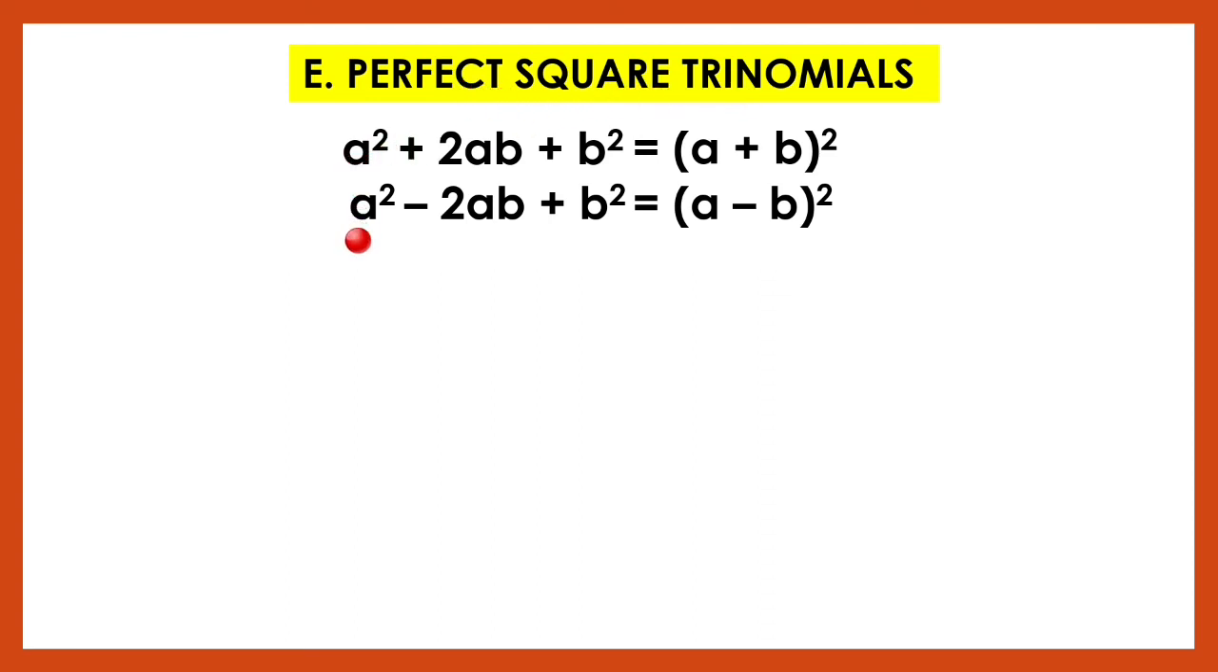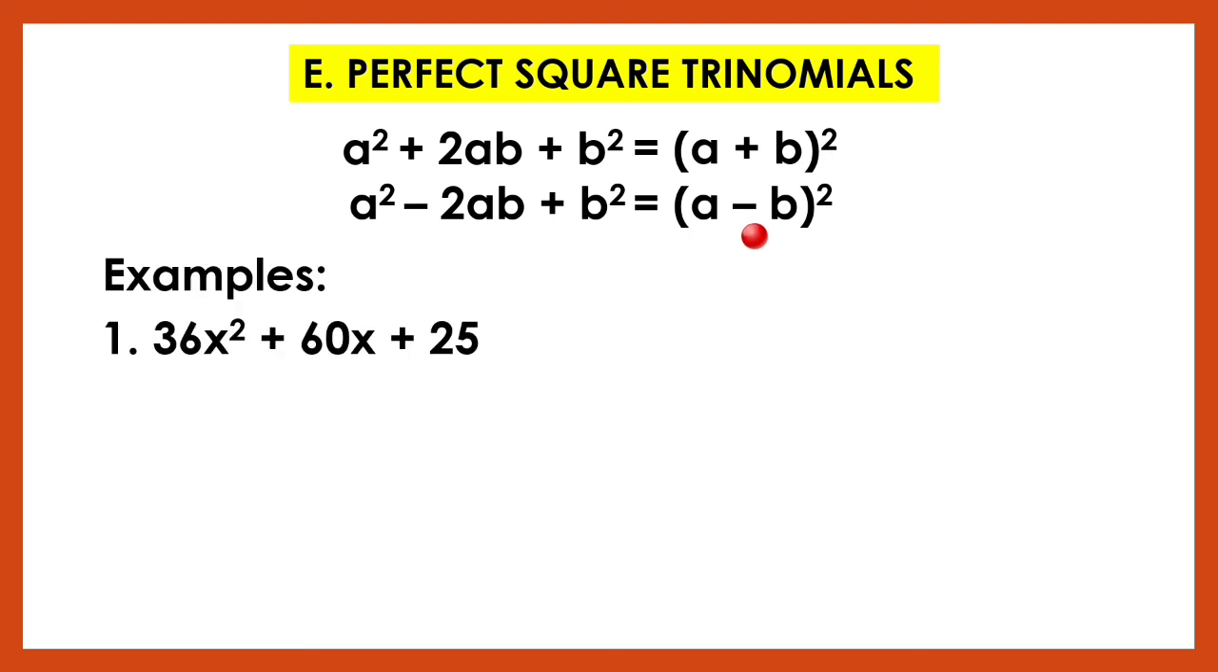So, dapat yung first term ay perfect square. Yung last term ay also perfect square. And then, yung middle term dapat ay twice ng square root ng first term at square root ng second term. So, dapat yung square root ng a, minultiply mo sa square root ng b, times 2, yun yung nasa middle term. So, that is perfect square trinomial. So, kung ang middle term ay plus, so, plus yung gagamitin natin. Kung ang middle term ay minus, minus naman yung gagamitin natin. So, let's apply perfect square trinomials.